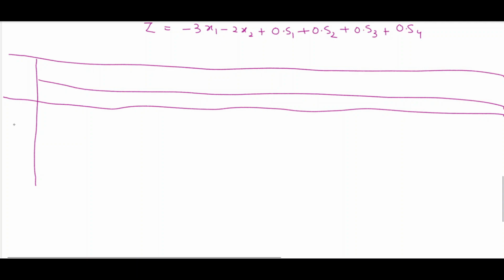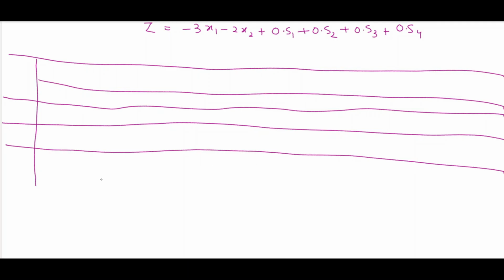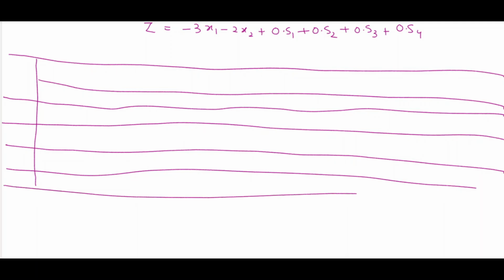So now we need 4 rows for S1, S2, S3 and S4. This is your coefficient of the basic variables, and your basic variables are your S1, S2, S3 and S4, and its coefficients are obviously 0, 0, 0, 0. Then here it is your Cj. Cj is the coefficient of the variables in the objective function. In the objective function, your coefficients are minus 3, minus 2, 0, 0, 0, 0.